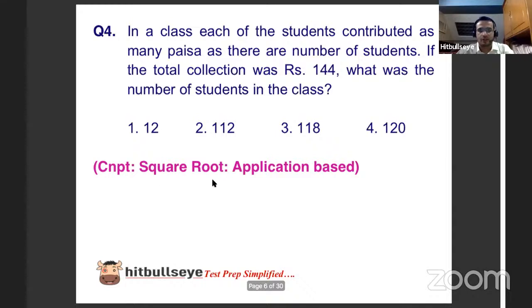So please give it a shot. Try working through the problem, and then we will see what is the best method. I'll give quick 20 to 30 seconds for you to solve. Okay, I can see an answer coming. Darpan, Ritvik are saying first option, 12.